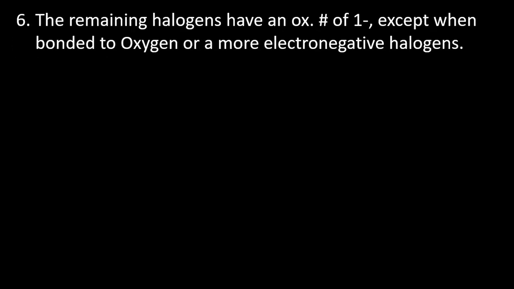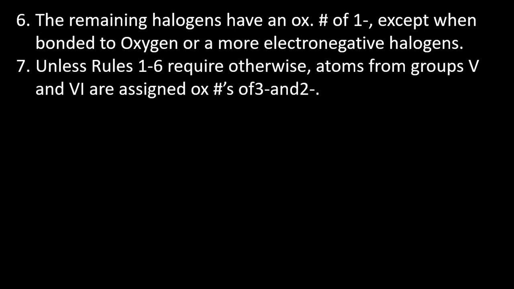oxidation number. The remaining halogens have an oxidation number of 1-, except when bonded to oxygen or a more electronegative halogen. Unless rules 1 to 6 require otherwise, the atoms from groups 5 and 6 are assigned oxidation numbers of -3 and -2 respectively.